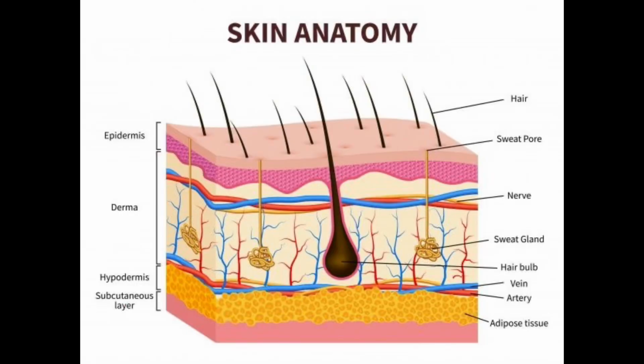We're going to talk about some fun facts about the skin. The skin is the largest organ. It makes up about 15% of the body weight and is the largest organ in the body. If you didn't know, the skin renews itself every 28 days, shedding dead skin cells at a rate of 30,000 to 40,000 per minute.